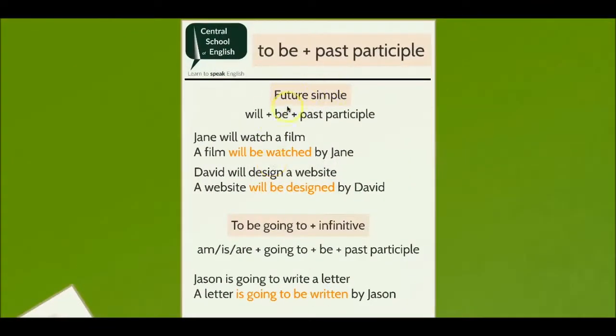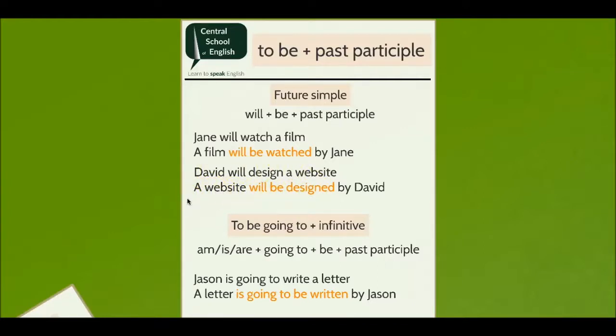To change a future simple active voice sentence into a passive voice sentence, we use will be plus the past participle of the verb. For example, the future simple active sentence "Jane will watch a film" becomes "A film will be watched by Jane" in the passive voice. The future simple active sentence "David will design a website" becomes "A website will be designed by David" in the passive voice.